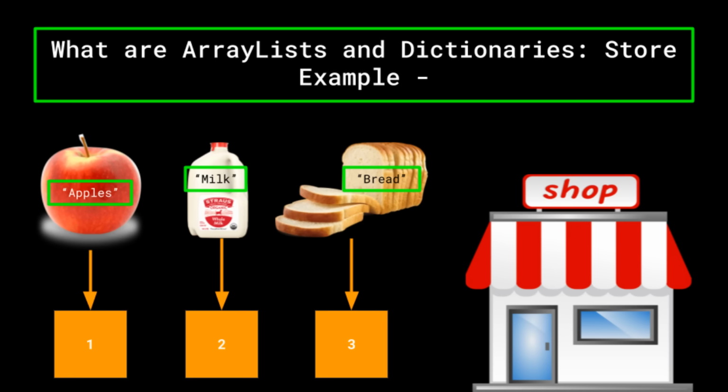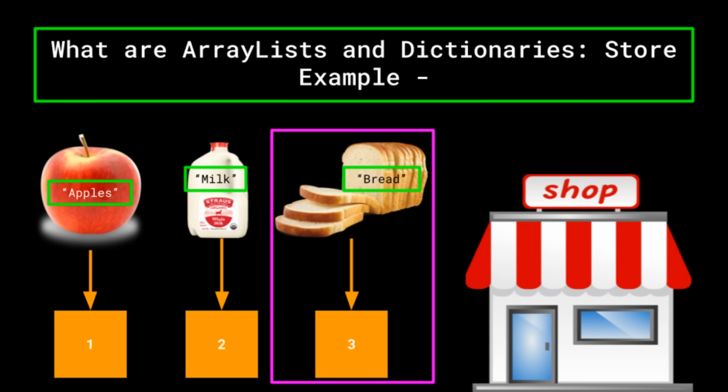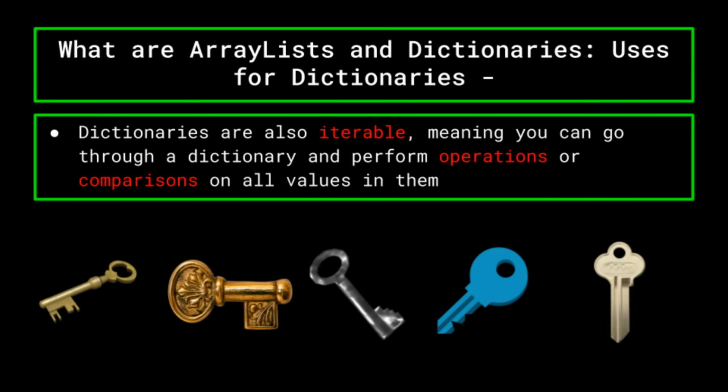So to find the price of bread, all you need to do is simply call the dictionary using the key bread. This makes it extremely easy to track values through your code, since you're working with tangible values rather than numbers which don't mean anything to you. You can also manipulate dictionaries in many of the same ways you can manipulate arrays and array lists. You can iterate through a dictionary and perform many operations and comparisons on the values.